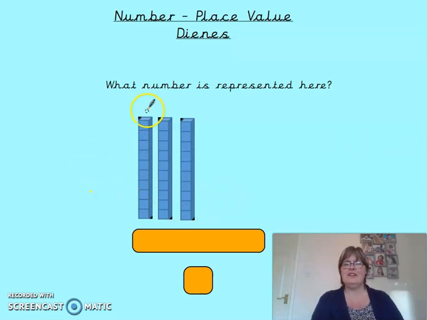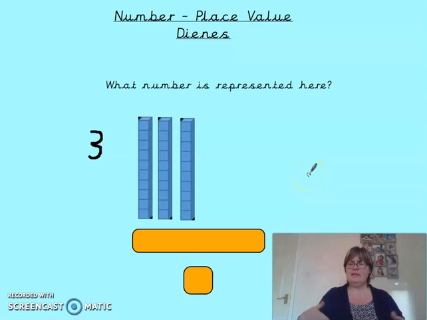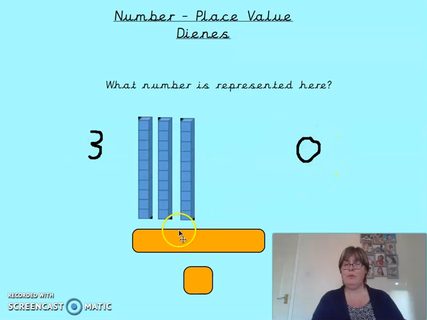Okay, so how many in our tens column this time? 1, 2, 3. So I've got 3 10s. How many ones have I got? I haven't got any, have I? But I can't just leave it blank. I need to have a placeholder in there. So the number that means nothing is 0. So I've got 3 10s and 0 ones.